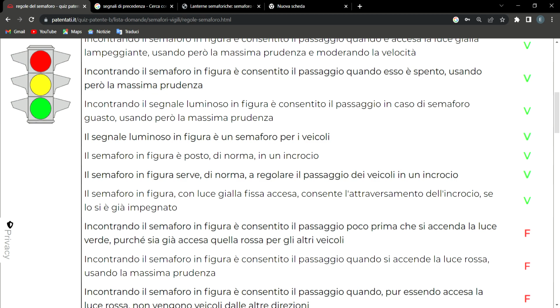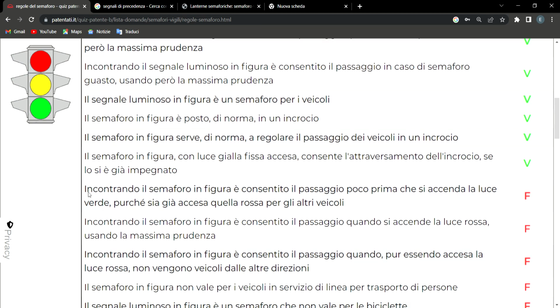So it says, "consentito il passaggio poco prima che si accesa la luce verde, perché si già accesa." So it simply says that in the situation whereby the red light is on, you need to start transiting before the green light is put on, and it is faster. This is the reason why this one is faster.